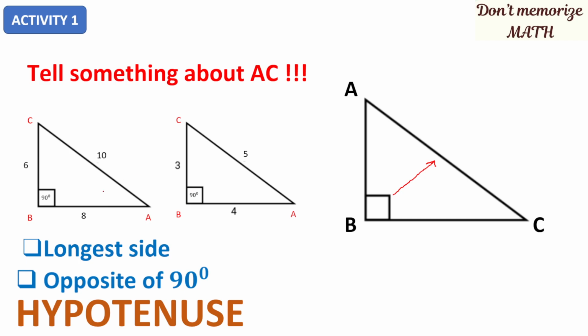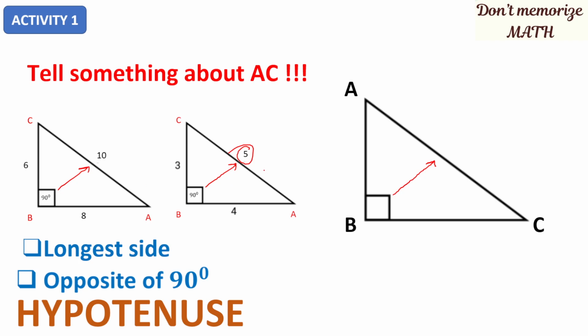You can see two examples here. Here, opposite of 90 degree, that is 10. So 10 is the longest side of this right angled triangle. Here, opposite of 90 degree, the hypotenuse is 5. Centimeter or meter or anything is not mentioned here, so just 5 is enough.